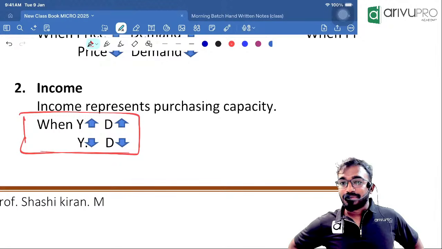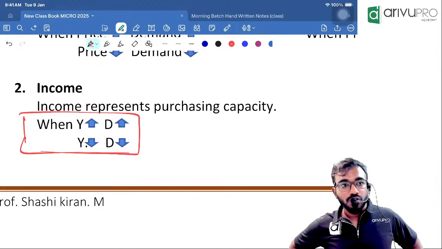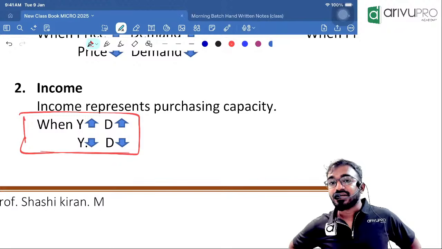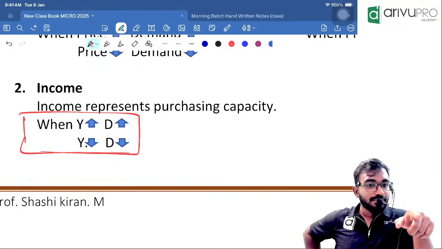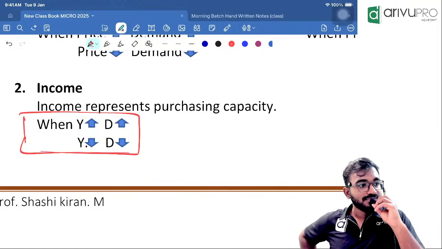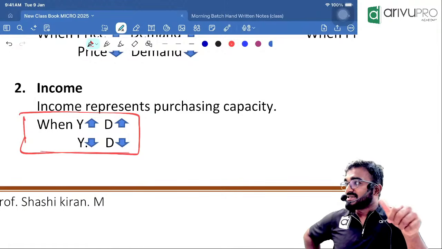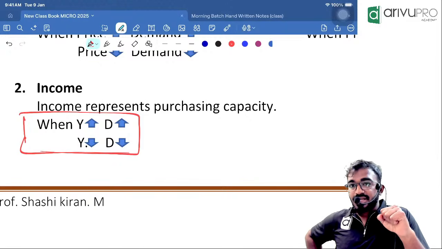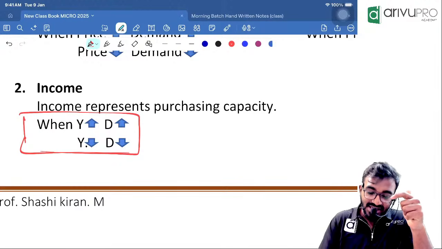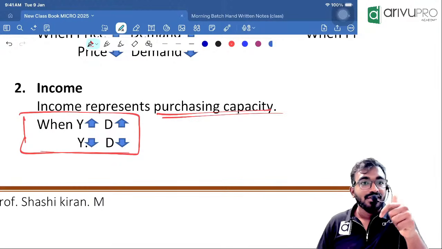Then income represents purchasing capacity. Below that, income is earned to attain livelihood. Kindly write that shopping example. Wherever I have given an example, kindly write those examples. Income is earned to attain livelihood. Income represents purchasing capacity. Which capacity?